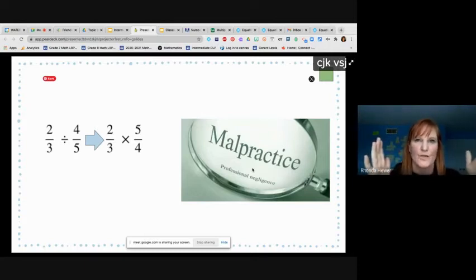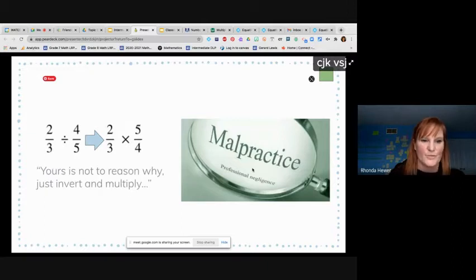And this isn't where you start, or you've just gone back to creating a situation where math doesn't make any sense. On top of that, when we realize, oh, you know what, kids might forget this rule, let's teach them a little rhyme. Yours is not to reason why, just invert and multiply. This was actually taught to students. Maybe some of you here with us today. Yours is not to reason why.